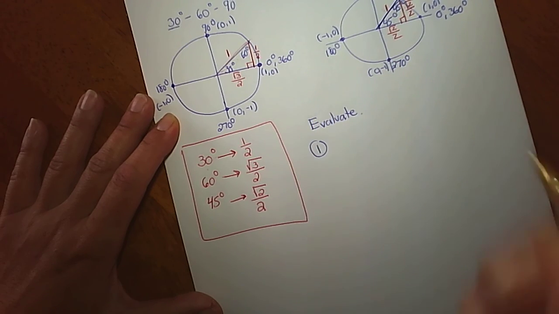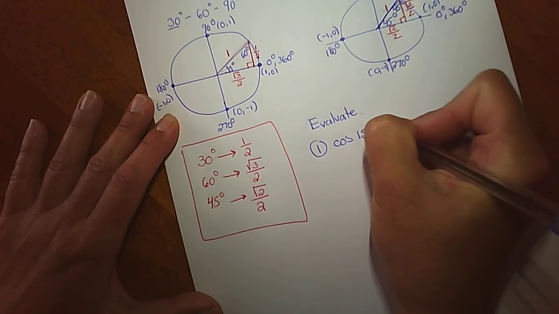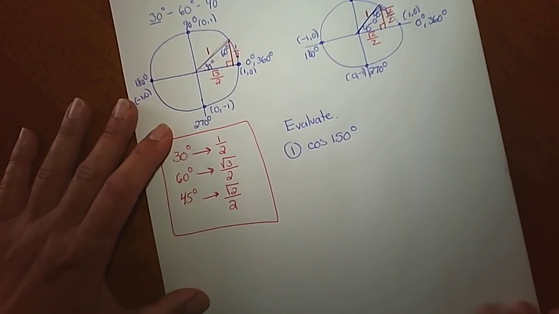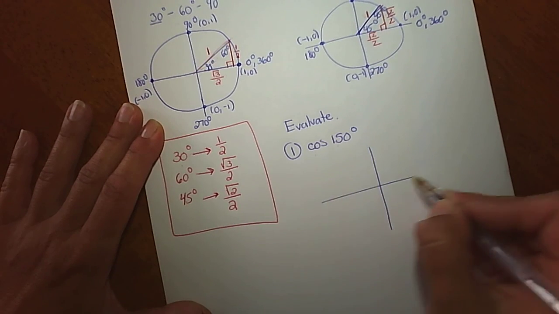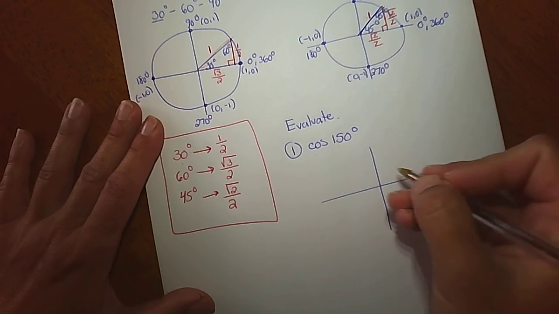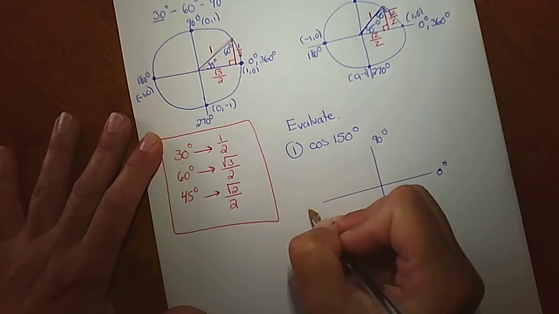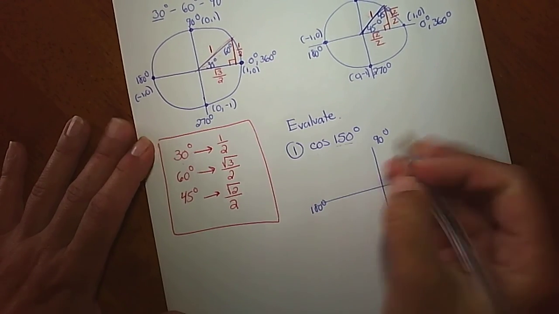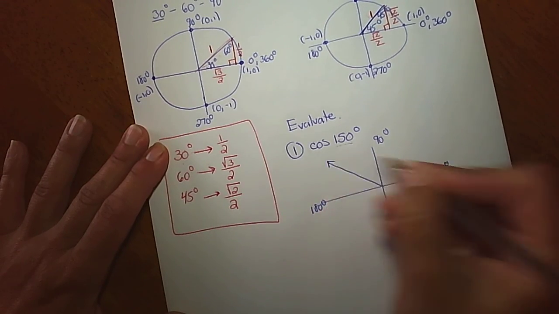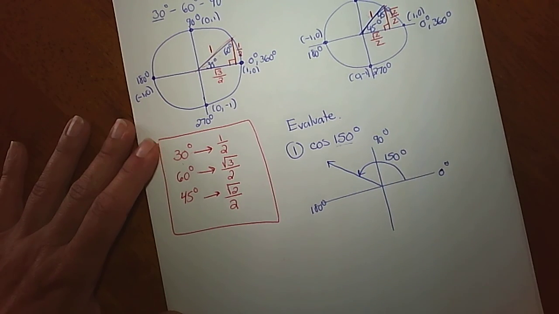And I'm going to say evaluate cosine 150 degrees. All right, now watch this. Cosine 150. Now we always assume we're on the unit circle, so I'm not going to draw it, but assume it. This is 0, 90, 180. So this is like what we've been doing the last few days. 150 puts me in this quadrant. So from here to here, that's 150.